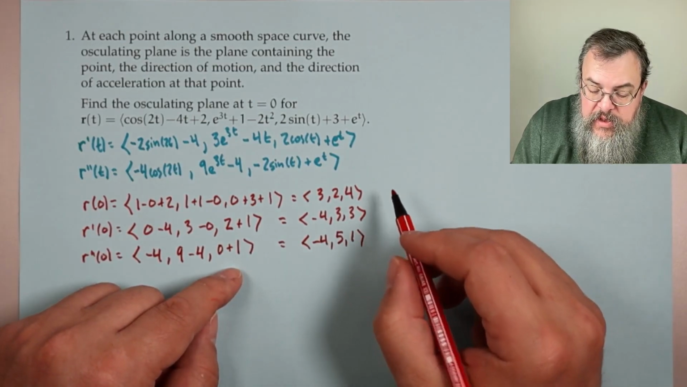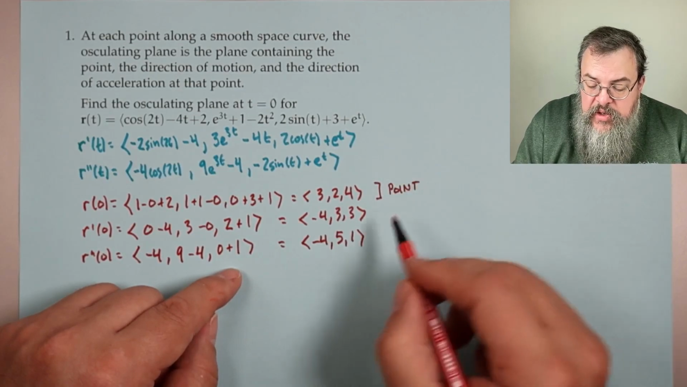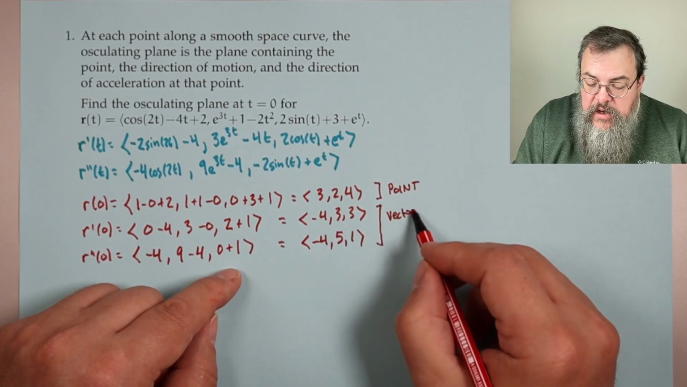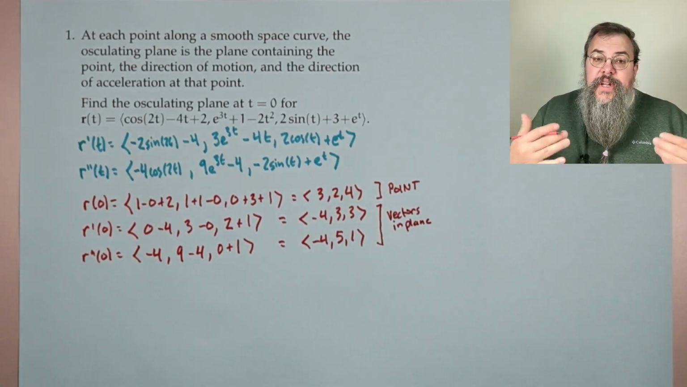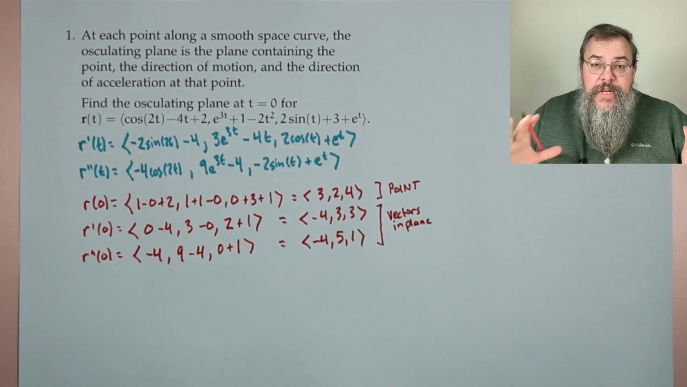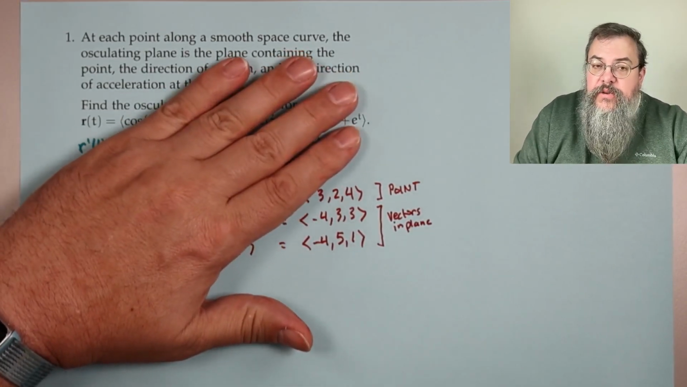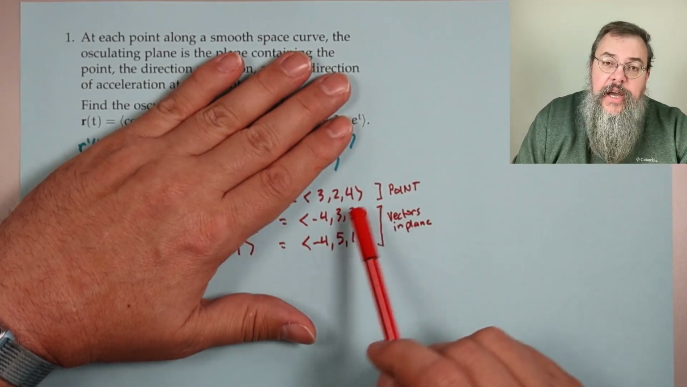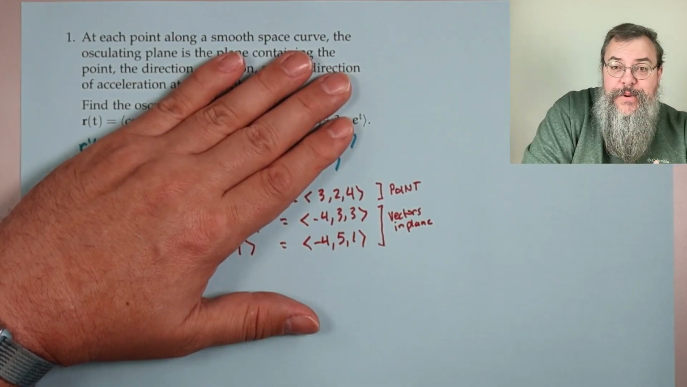Okay, so in terms of where we're going, here's our point. And now these are vectors in our plane. All right, so we now have the information we need to make the plane. So we've done the calculus part, so we can sort of ignore where this came from and say, you have a point, and I know it really looks a lot like a vector, but it's a vector representing a point.